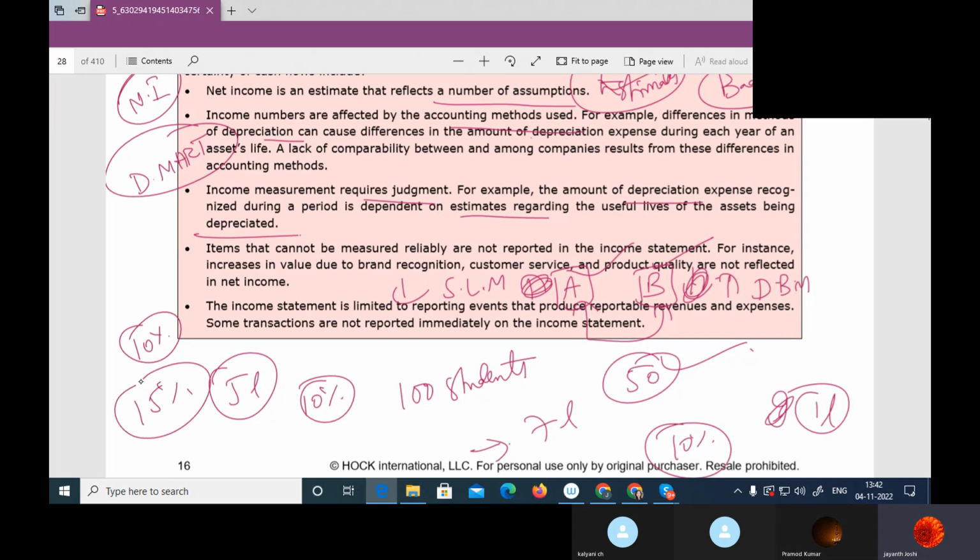It can be correct. Do you think 10% is the only rate at which your asset would depreciate? No, it can increase. It can be more or less, of course. So that is also a problem.